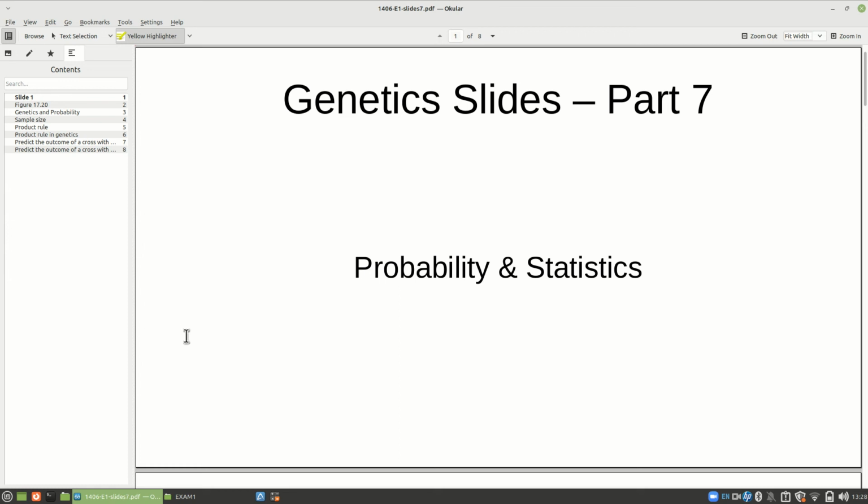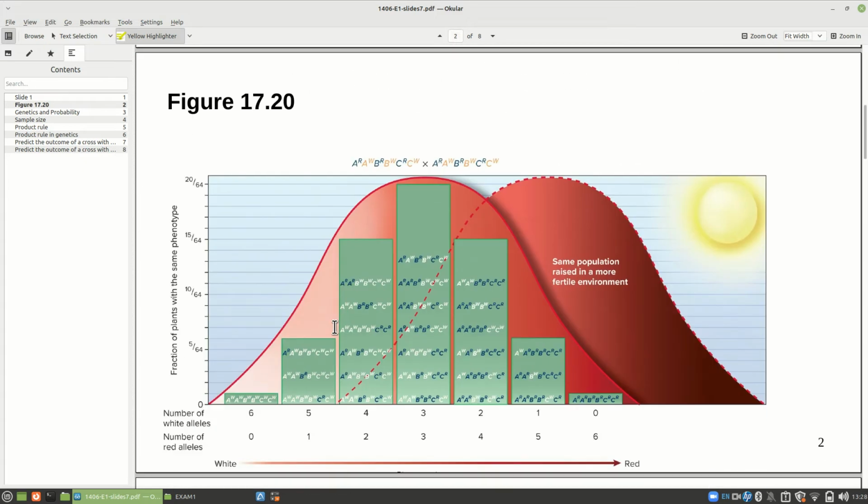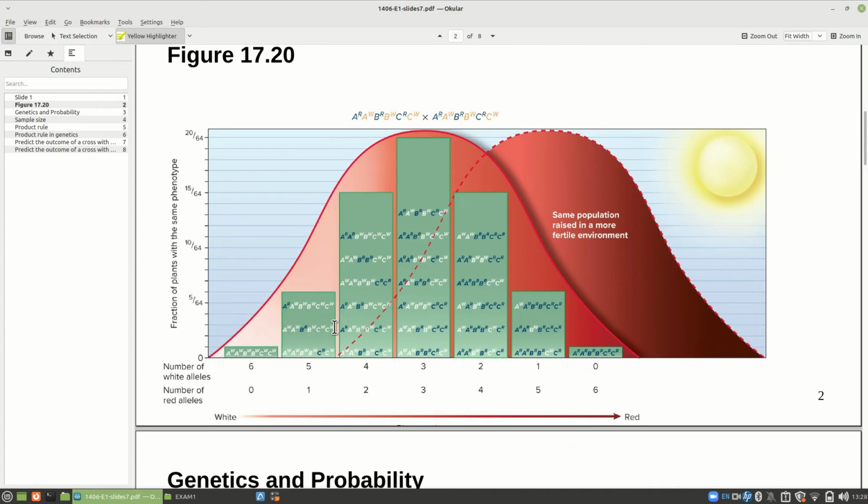Right, here is our last set of slides, at least from the book. And it's just a little probability and statistics. Now, what should you know here?